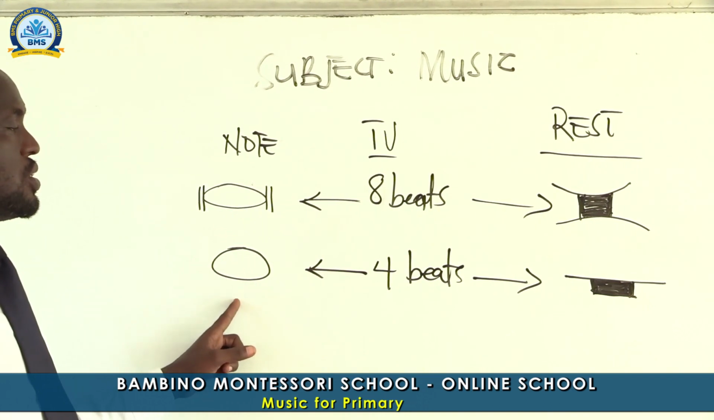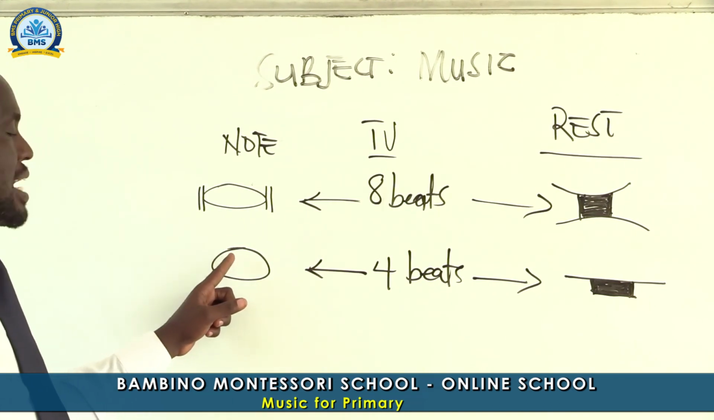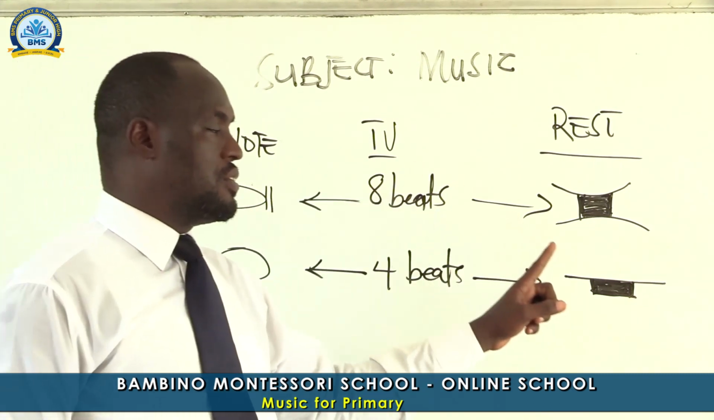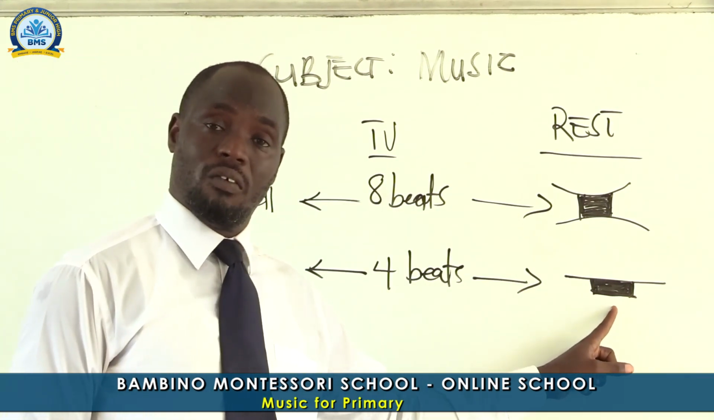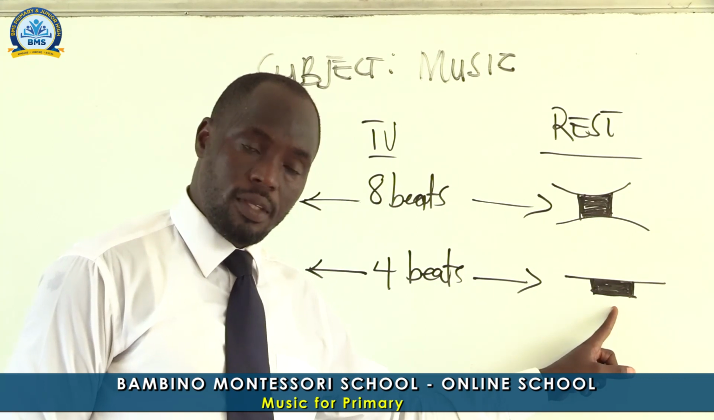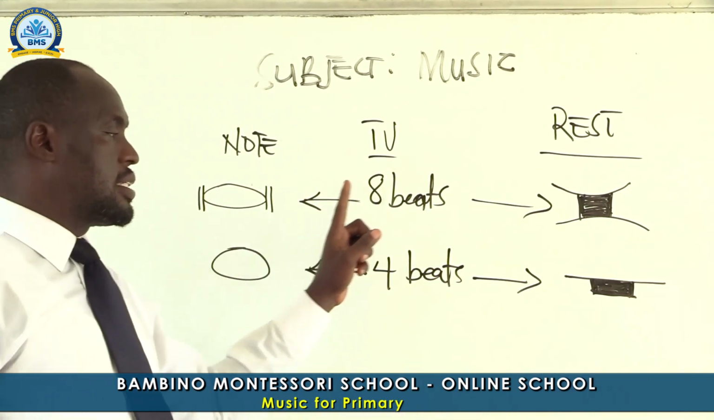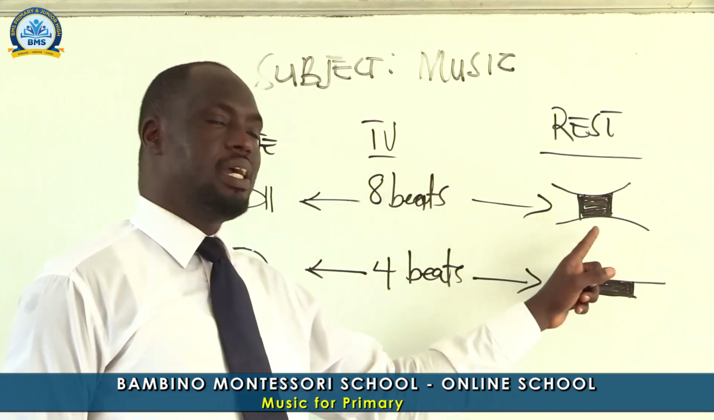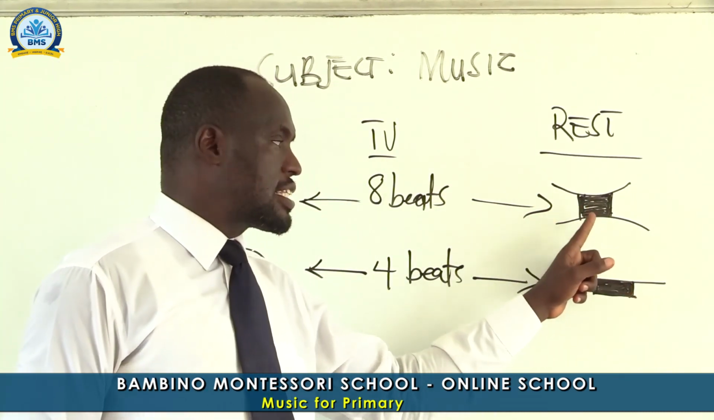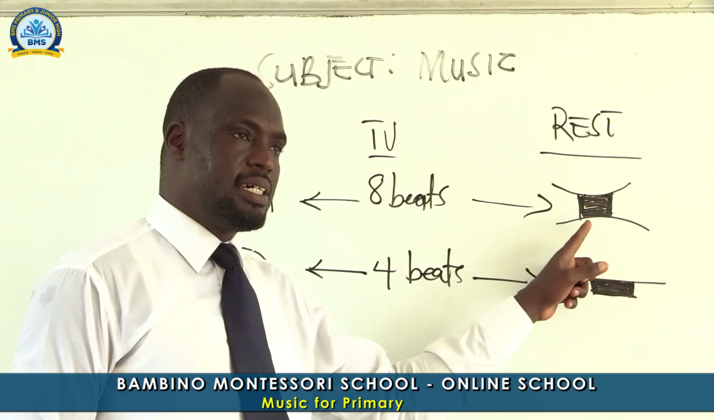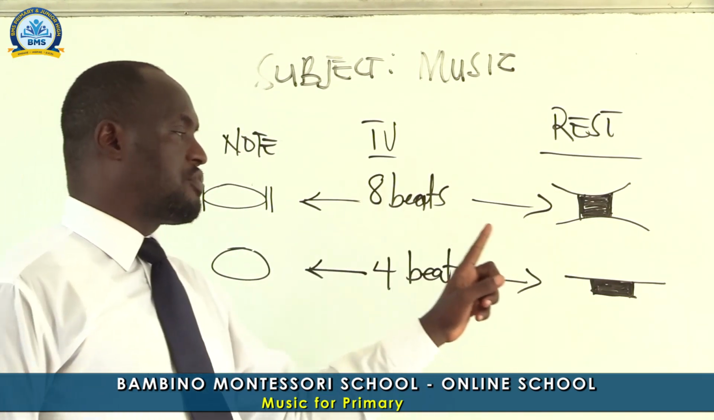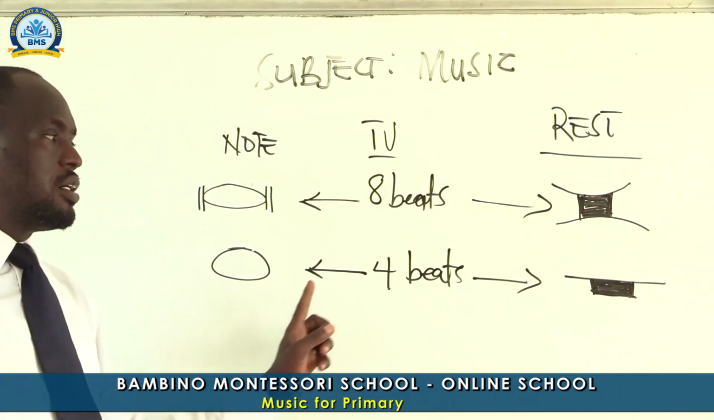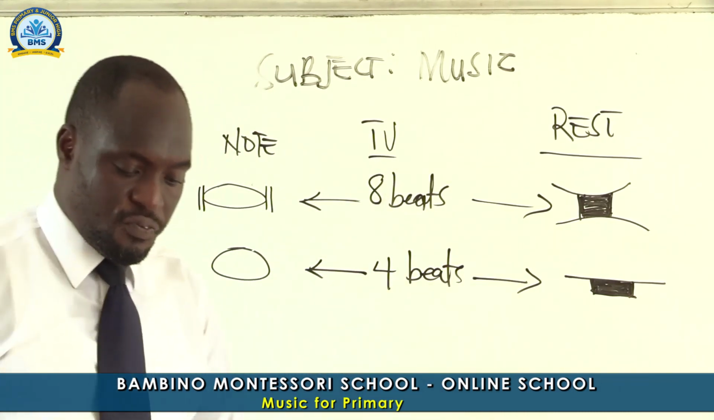So I told you the time value for this note is the same time value for the rest of the note. So if this is 4, this is also 4. If this is 8, this is also 8. So you rest for 8 beats. If it's a whole note, you rest for 4 beats because the note is 4, the rest is also 4.